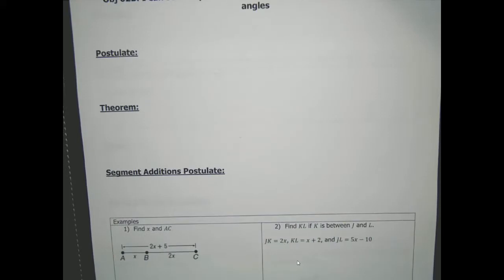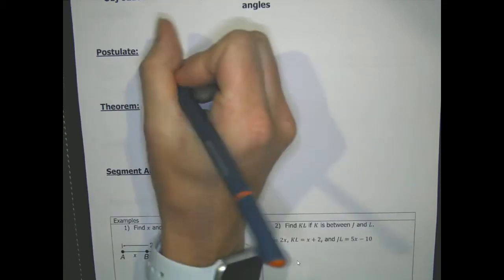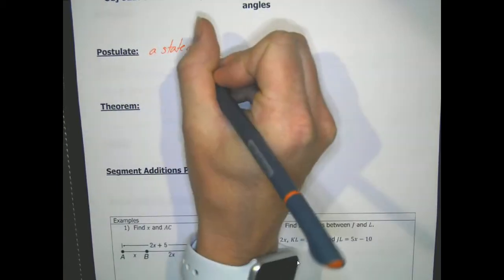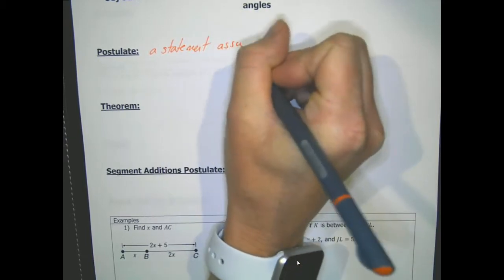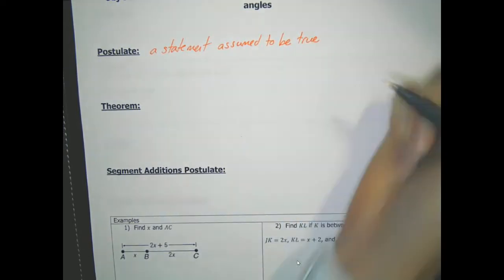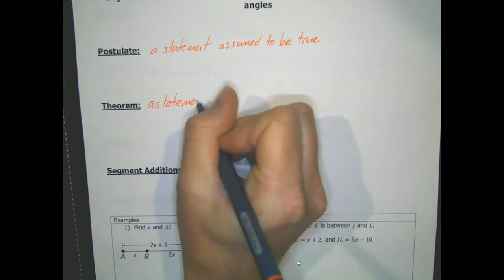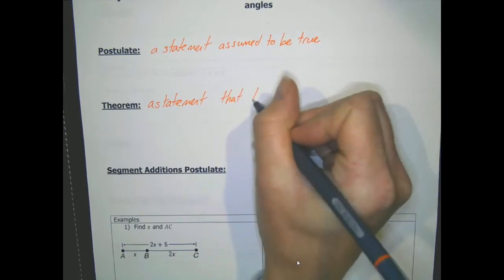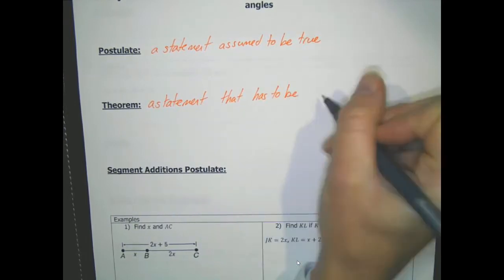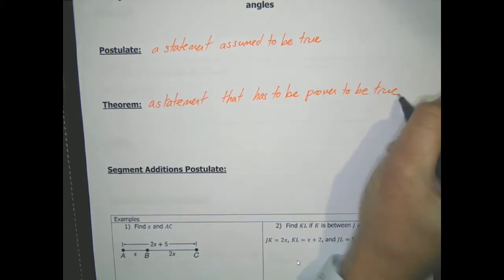So first thing we're going to do is we're going to go through some of the vocabulary for this course. First thing is the term postulate. It is a statement assumed to be true. Okay? And a theorem is a statement that has to be proven to be true. Okay?